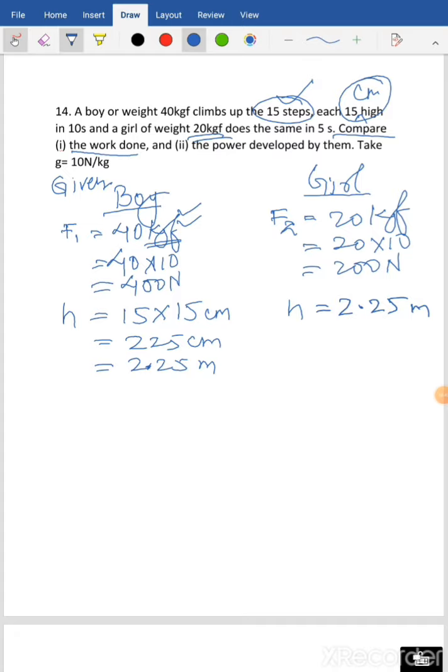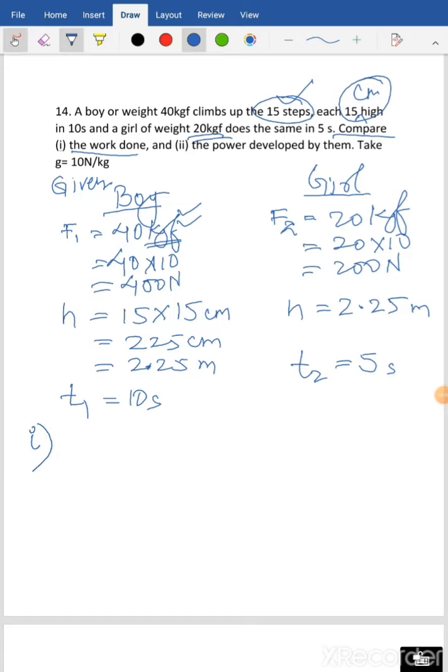All right, the second information given is that the boy does this in 10 seconds, whereas the girl is doing it in 5 seconds. So the time t1 for the boy is 10 seconds, and the time t2 for the girl is 5 seconds. Now we will proceed with the question, that is work done. We have to compare the work done. So number 1.